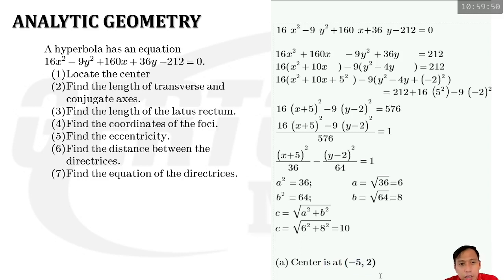The length of the transverse and conjugate axis. For the transverse axis, that is again equal to 2a. Sorry, 2a, not just a. So 2 times 6 is 12. That is the transverse axis. Then the conjugate axis is equal to 2b. So this is 16.